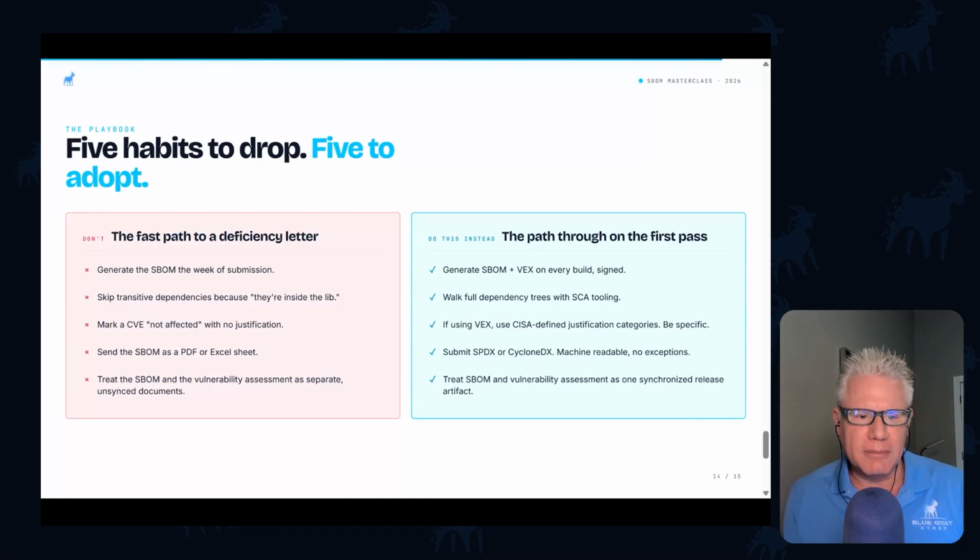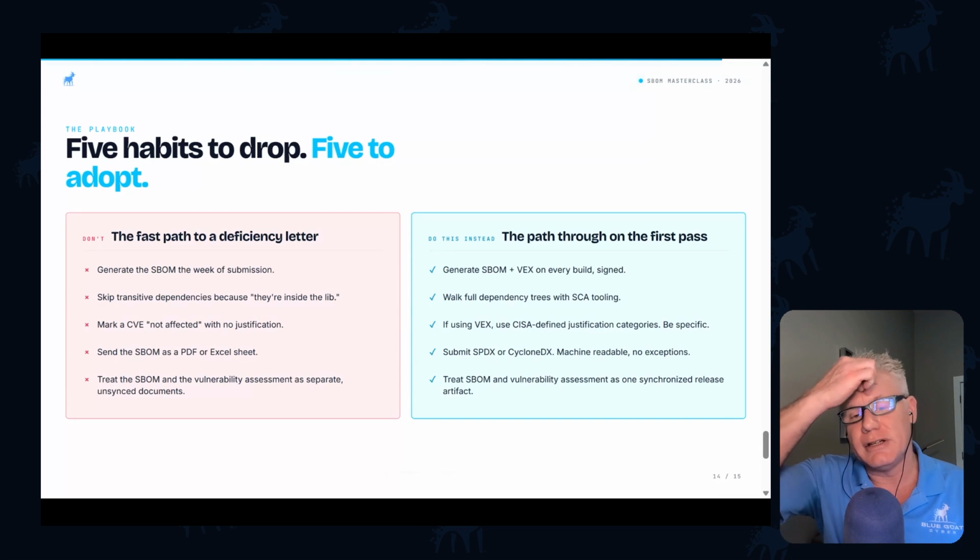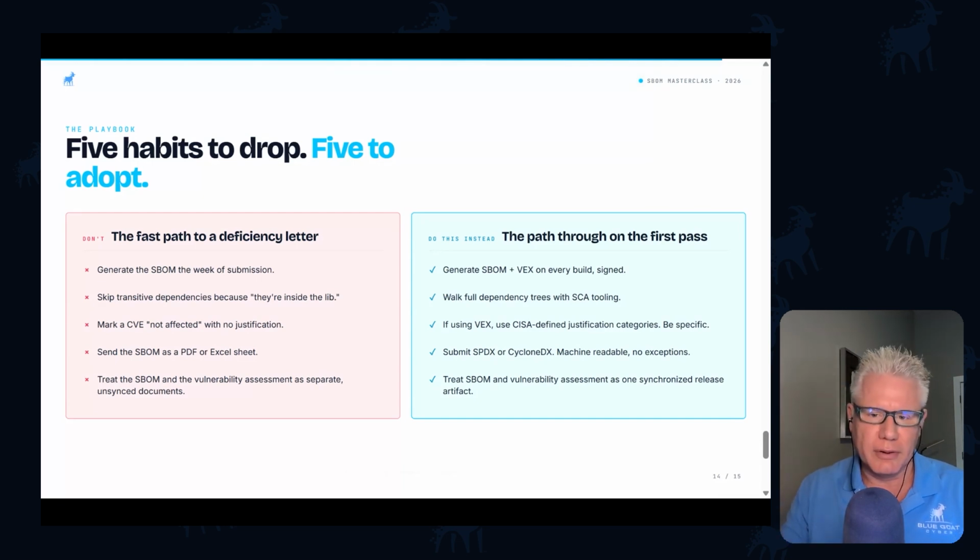And the SBOM and the vulnerability assessment are linked together. They're not separate. Everything in the SBOM has to have a vulnerability assessment that aligns with that particular piece of code in the SBOM. Those are tied together. You can't divorce those two. So what you should do instead is generate the SBOM and the VEX on every build and digitally sign them, so we know they haven't been altered. We do the full dependency walk, so that means we know all those transitive dependencies. We can use a software composition analysis tool to help with that. If we're using VEX, we should use CISA-defined justification categories, so we need to be very specific.